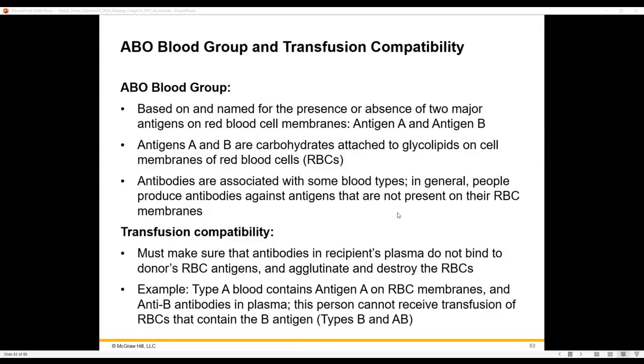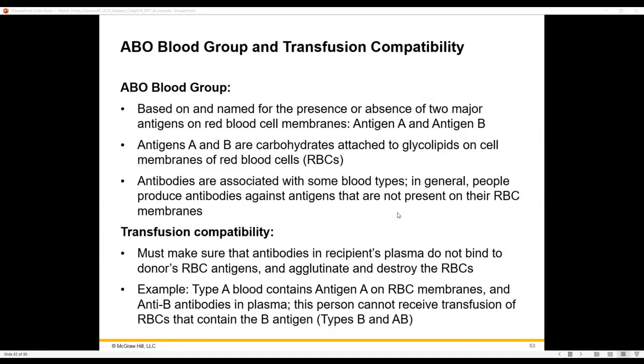Okay, the ABO blood groups. These are based on and named for the presence or absence of two major antigens on the red blood cell membranes, antigen A or antigen B. Antigen A and B are carbohydrates, and they're attached to glycosides on the cell membrane of the red blood cells.